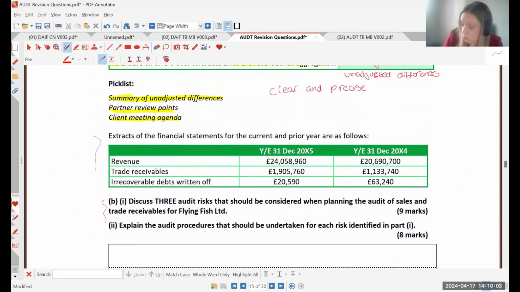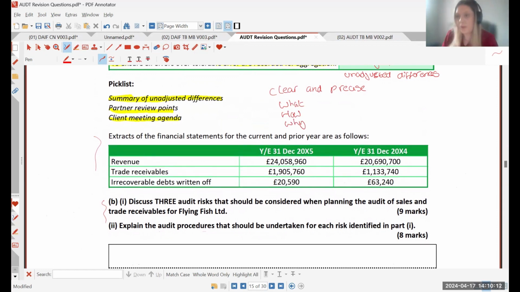You need to say what needs to be done, how it should be done, and why it should be done. Okay, give that audit junior all the information that they need. And once you've written an answer, go back and read it back to yourself and think, is that clear? Could I follow that if I was an audit junior? Could I have followed that? Okay, so let's have a go.